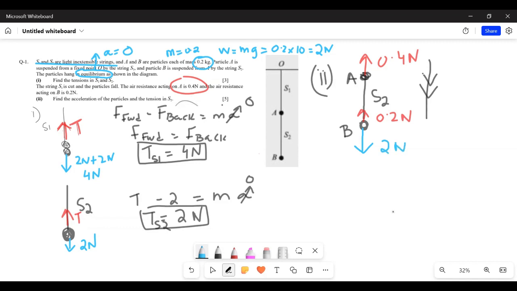Okay. Still at B, there's another force acting upward. What force is this? One is resistance acting upwards. Which other force is acting upwards at B? Tension. Yes, tension. There's a force of tension over here as well, acting at B. So let's form the equation at B. Forward force minus backward force equals MA. What's the forward force?